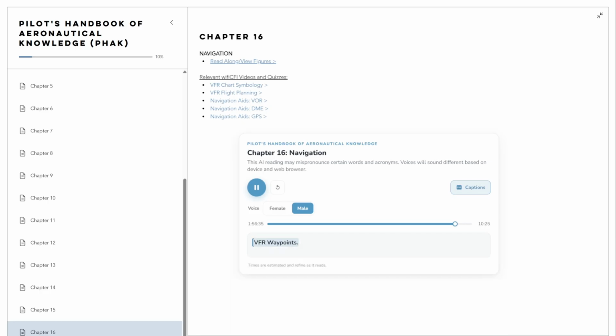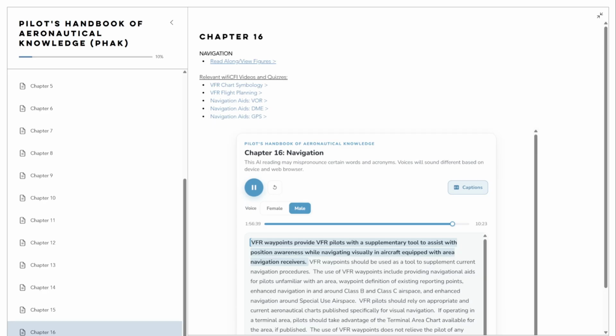VFR waypoints. VFR waypoints provide VFR pilots with a supplementary tool to assist with position awareness while navigating visually in aircraft equipped with area navigation receivers. VFR waypoints should be used as a tool to supplement current navigation procedures. The use of VFR waypoints includes providing navigational aids for pilots unfamiliar with an area, waypoint definition of existing reporting points, enhanced navigation in and around Class B and Class C airspace, and enhanced navigation around special use airspace.